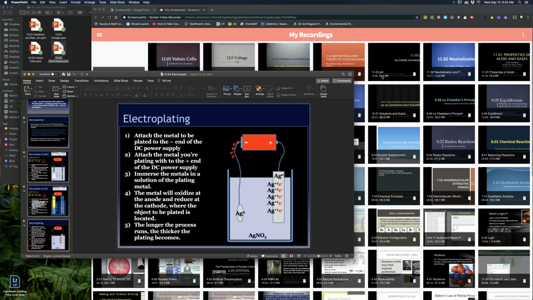Now that is all there is to electrolysis at this particular level. So remember, voltaic cells are spontaneous and they produce electricity. Electrolytic cells are non-spontaneous and they use electricity. That's the key difference between them.